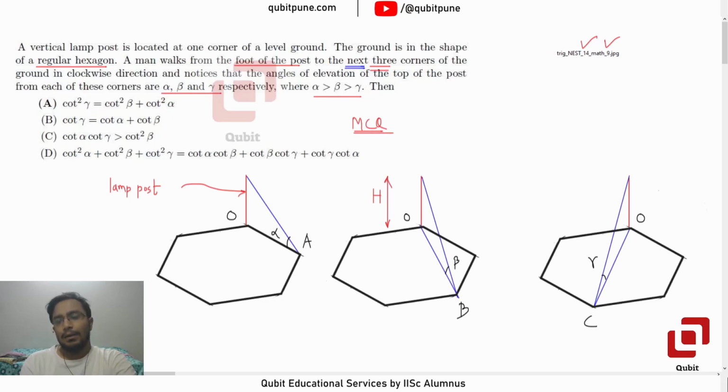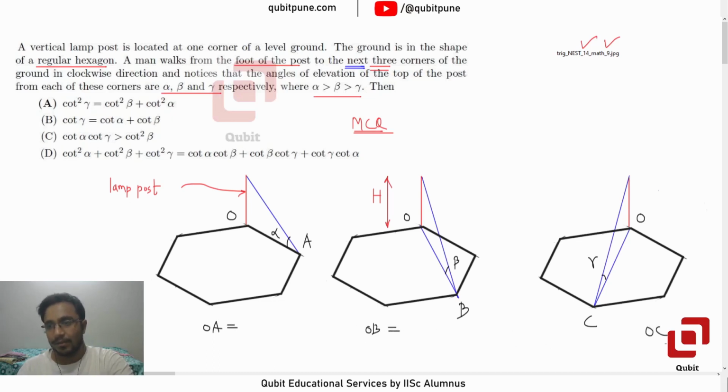Now, how are we going to solve this particular problem? See, clearly the tan ratio is at work here. Tan alpha, tan beta or tan gamma, and in the options you see it's cot, so that's fine. Now tan alpha is the height of the lamppost upon OA. For beta it is height of the lamppost upon OB, and for gamma it is height of the lamppost upon OC. Correct?